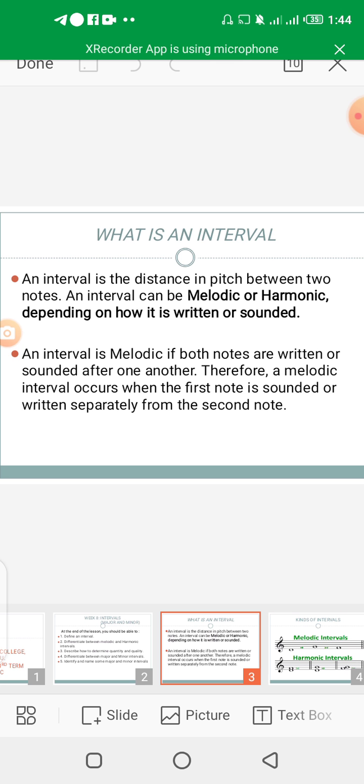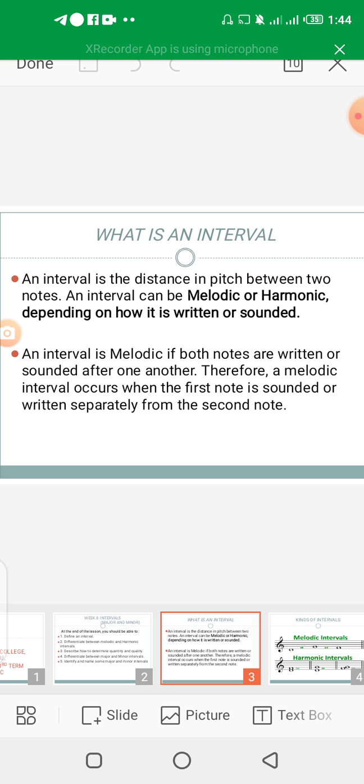Now, an interval can be melodic or harmonic, depending on how it is written or sounded. Do, re, mi, fa, sol, la, ti, do. It's a melodic interval. Then when you see the notes in block form, in form of a chord, remember we said that a chord is the agreement of two or more notes harmoniously. So when you see notes placed like that, you can call it a harmonic interval. But when they are placed in a straight line, it's a melodic interval. I hope we understand this.